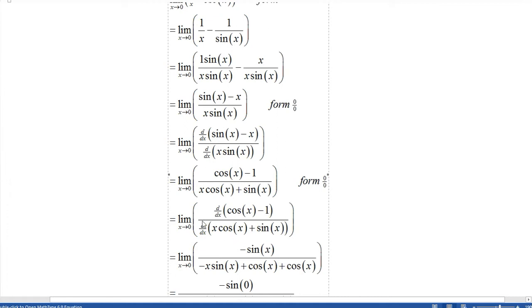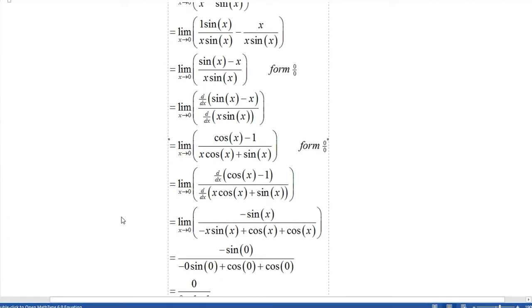Now, of course, hopefully the point is that at some point we won't have this form anymore. But sometimes you have to apply L'Hopital's rule more than once. So here we take the derivative of the top and derivative of the bottom. Let's see what we have here. The derivative of cosine x is minus sine x. Derivative of the constant here is 0.